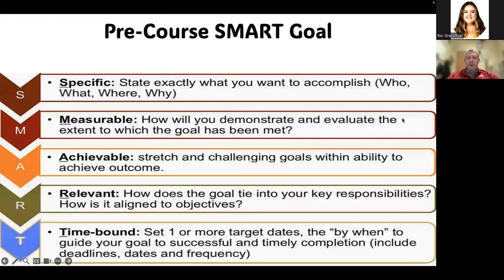So we talked a bit about the SMART goal here just a few minutes ago. I mentioned it. And if you're not familiar with this, a quick Google search will take you to SMART goals.